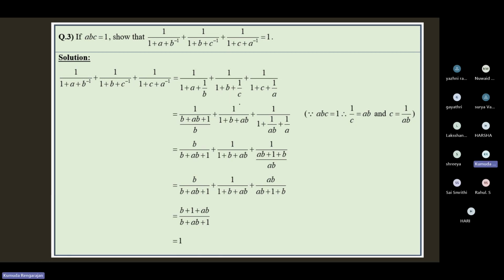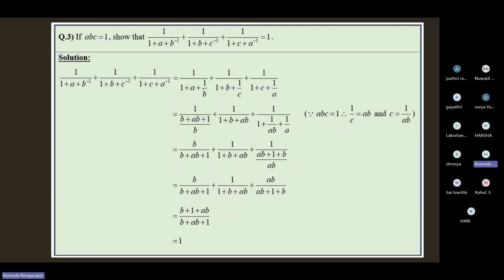Don't take LCM C here because we don't want 1 by C. So what's 1 by C? AB. 1 by C is AB. And here also don't take LCM A, because we don't want C. What is C? 1 by AB. So C is 1 by AB. Here we have taken the common denominator, but here and here we have not, because we first want to replace. We first want to get rid of, or eliminate, 1 by C and C. So we replace with AB and 1 by AB.